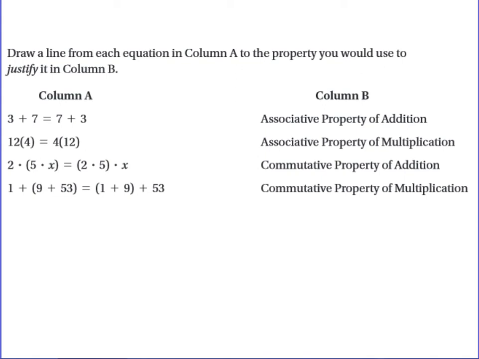So when we say commutative property, that's basically just switching around the pieces. And when I say associative property, I'm grouping them differently. So the first one, 3 plus 7 equals 7 plus 3, those are obviously equal because 10 equals 10. All I do is switch those pieces around. That's going to be the commutative property of addition, because I'm obviously adding and I just switched around the pieces. 12 times 4 and 4 times 12. Same thing, I'm just switching them around, but this time I'm multiplying.